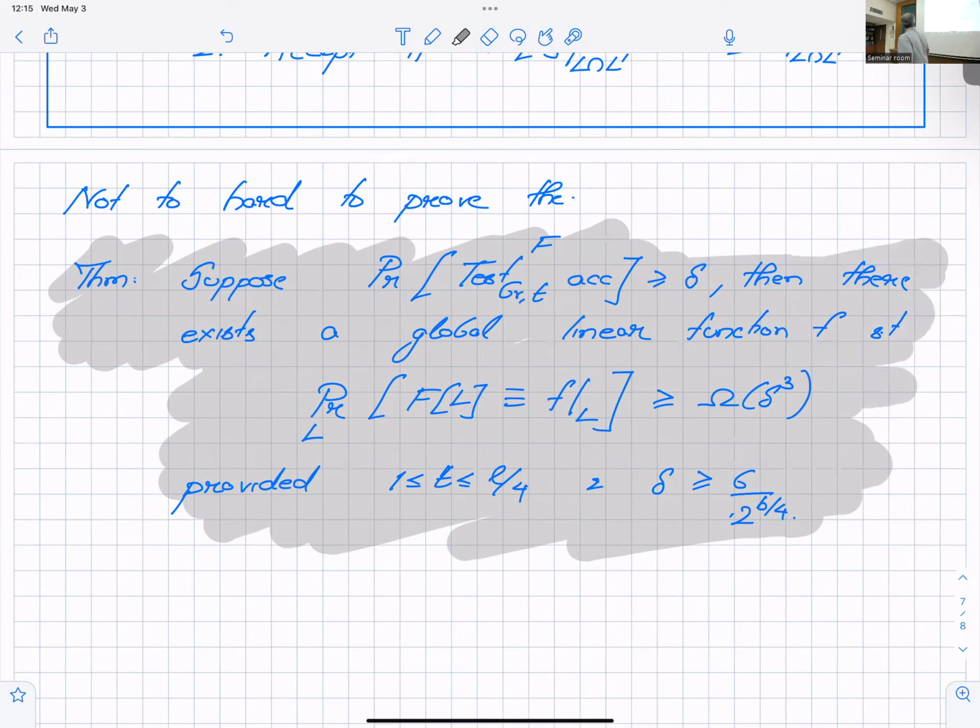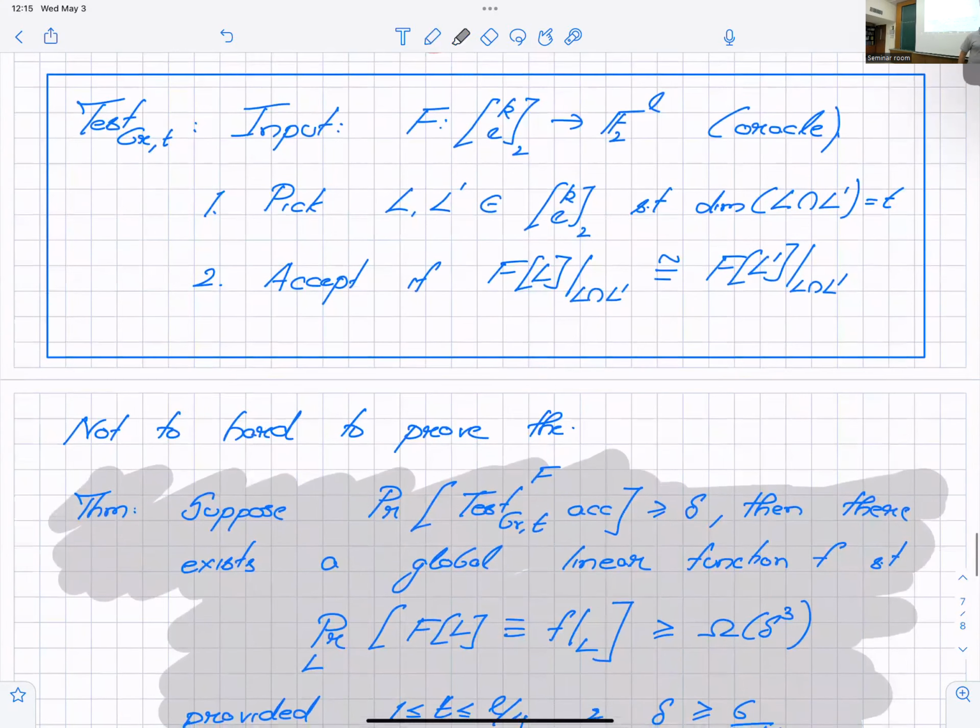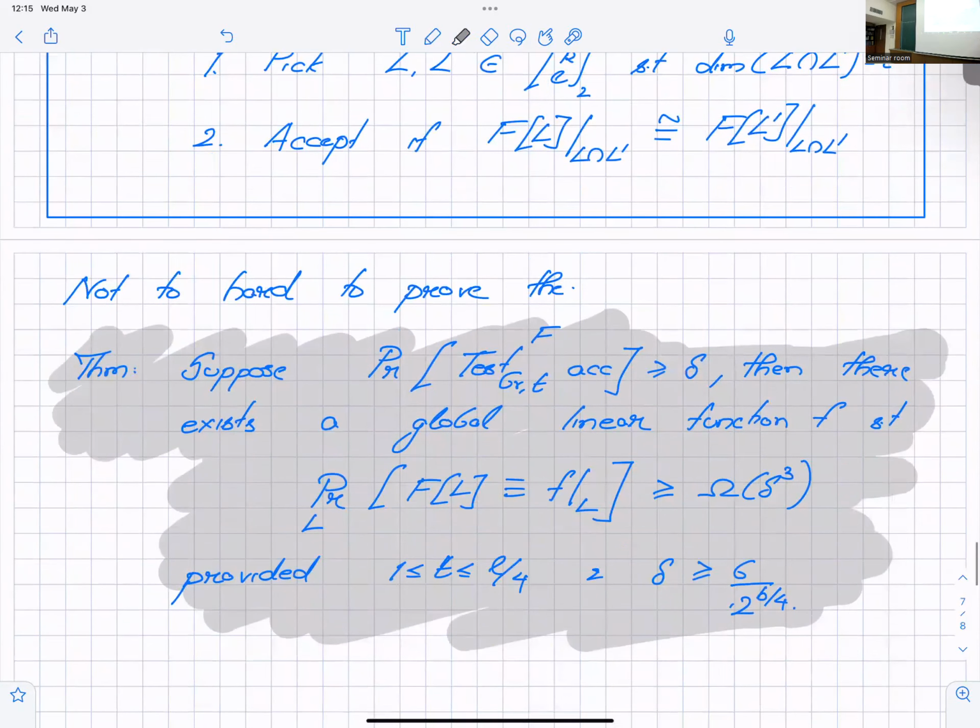So this does say that actually you do get something. You want to check consistency. The natural thing is to pick two subspaces, and obviously you want them to have some intersection. So you take two that have intersection of dimension T, and check them against each other. This is not hard. It's an adaptation of the BLR proof, but you can prove this.